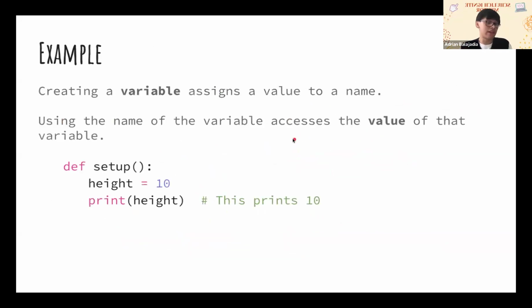And then here's a really practical example. So this creates a variable. Remember, a variable assigns a value to a name. And if we use the name of that variable, we can access the value. So for example, if we have def setup, we specify a height, and then we could print that height.